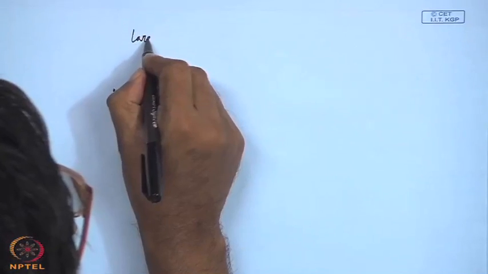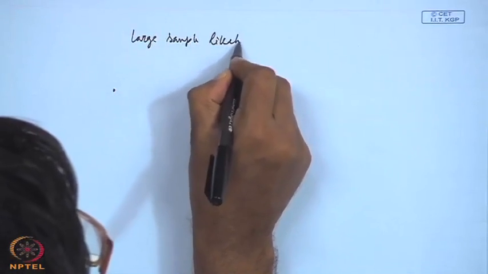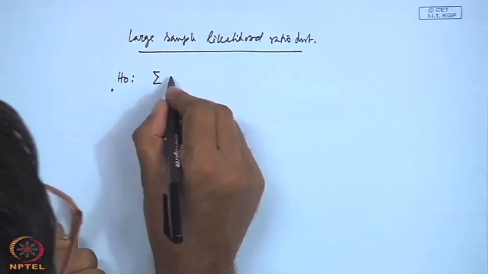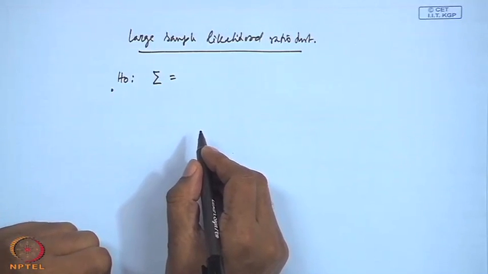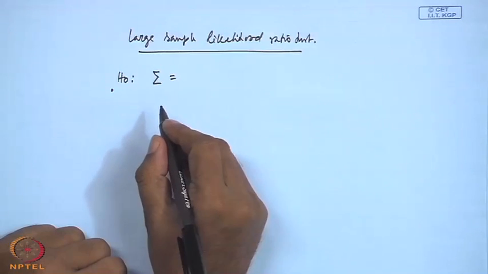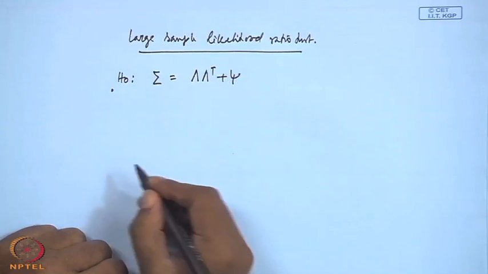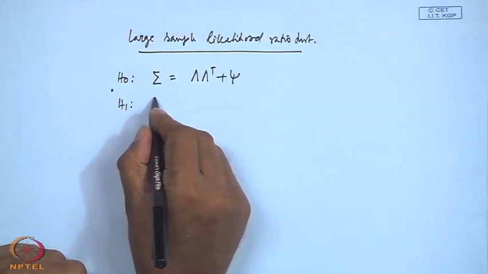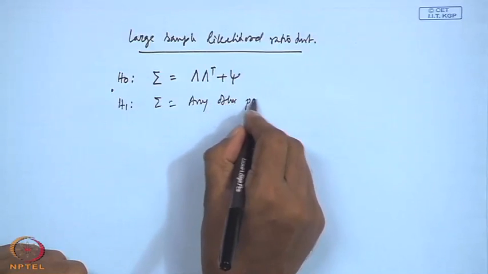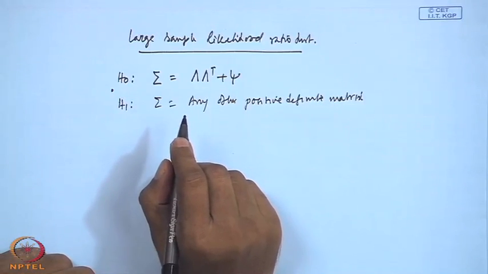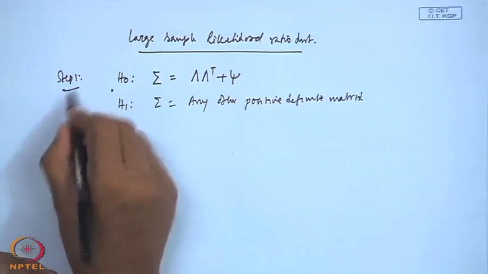Then another one is the large sample likelihood ratio test. We will again use the Bartlett procedure here. Here the null hypothesis is that the population covariance matrix is coming from the factor model, I mean, we are able to reproduce this population covariance matrix from the factor model. And H1 is that sigma is any other positive definite matrix. So, this is my step 1, that means set the hypothesis.